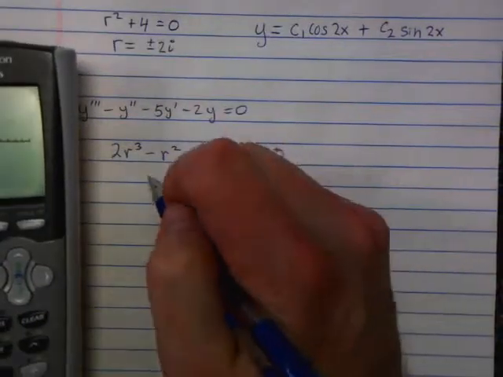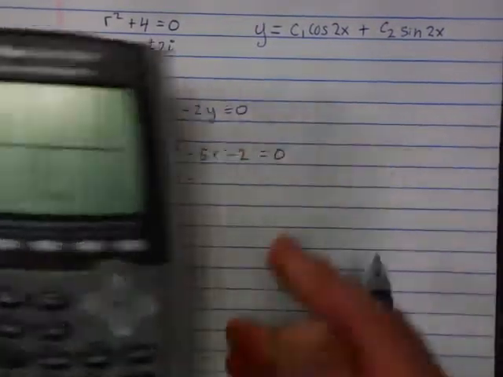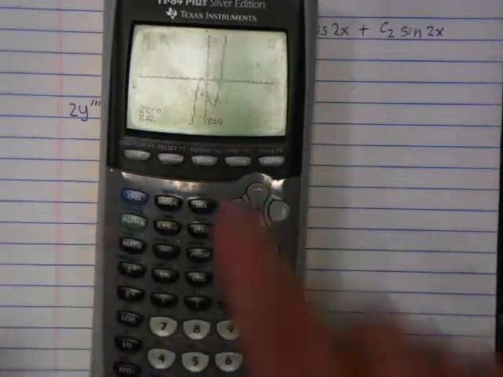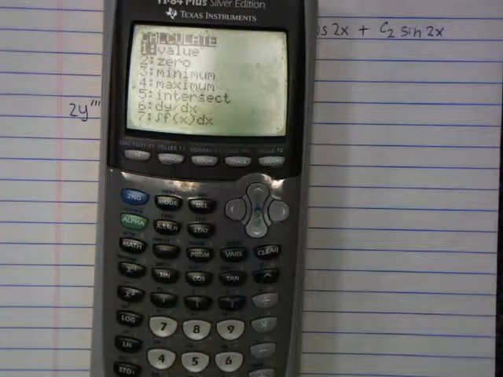What did you hit to get rid of that? I went like this. I went second calculate, and then I went down to the 0. Okay, thanks.